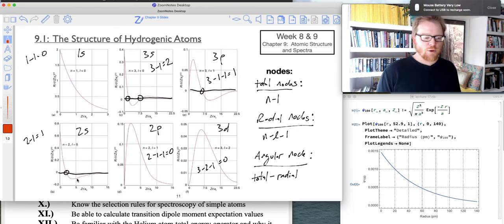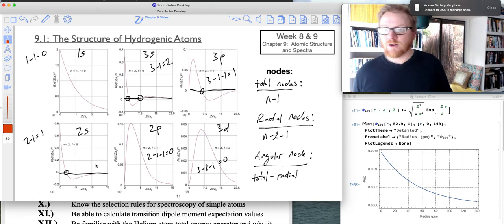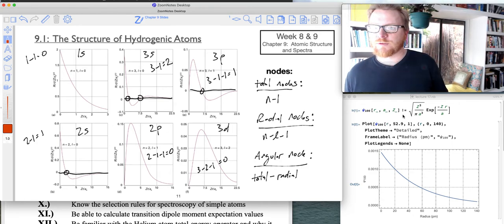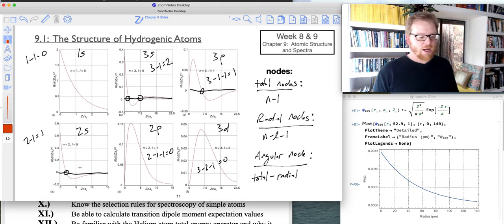And then even though this goes to negative values, oh no, my mouse battery is low. I hope it doesn't run out during this recording.